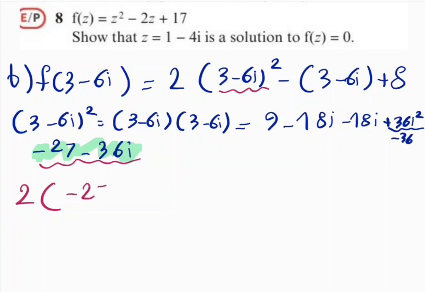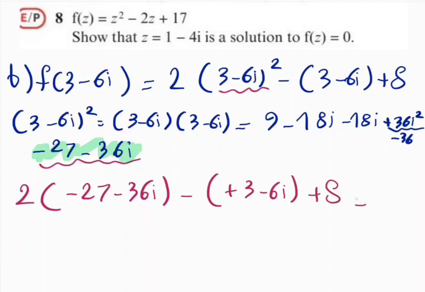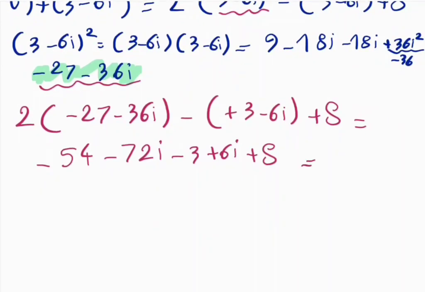So we just write 2 times minus 27 minus 36i, minus 3 minus 6i, plus 8, and we have 2 times minus 27, which is minus 54. 2 times minus 36i is minus 72i, and then here we should negate this. Minus 3 plus 6i, and finally plus 8, and this is the last step.